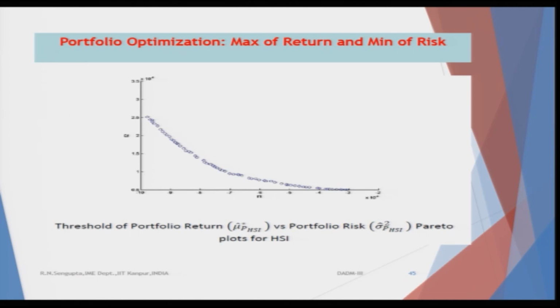Then if I basically have the concept of the threshold of the portfolios, threshold value remember, and the portfolio risk, which is the Pareto plot, and this I am doing for the Hong Kong Stock Exchange. So, the Pareto plot as it should be, this is the value. Any combinations along that line give me the same level of utility, the same level of satisfaction.